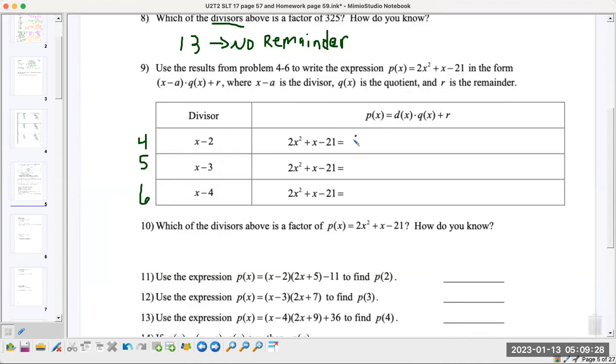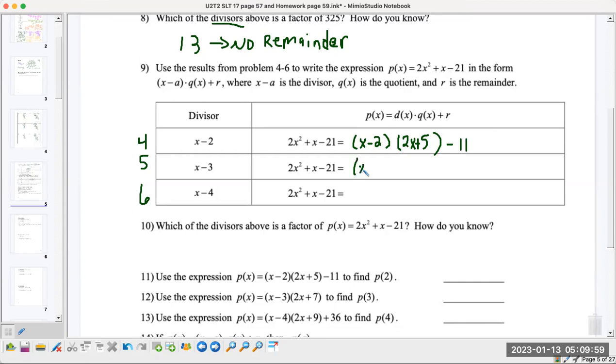Okay, so we had a divisor of x minus 2. And we're going to multiply that by our quotient that we got. And that was 2x plus 5. And then our remainder was minus 11. I would highly recommend you stop the video and try 5 and 6 on your own.